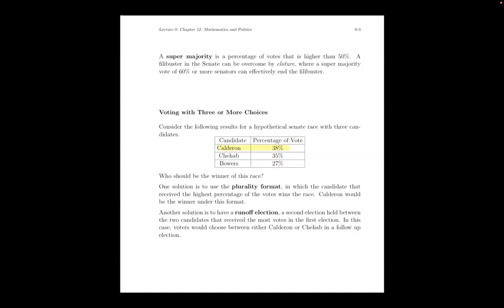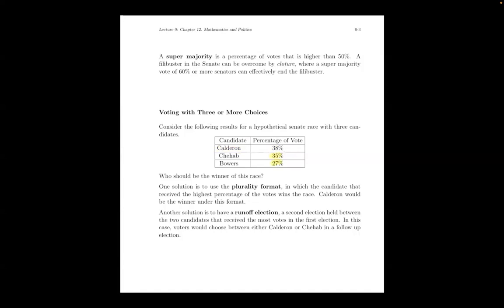But getting back to the fact that this is a Senate race, that's the plurality format, right? So if we were just to use the plurality format, the simplest winner-take-all format for this Senate race, then Calderon wins the Senate race with 38% of the vote. But consider the outcome in terms of voter satisfaction.